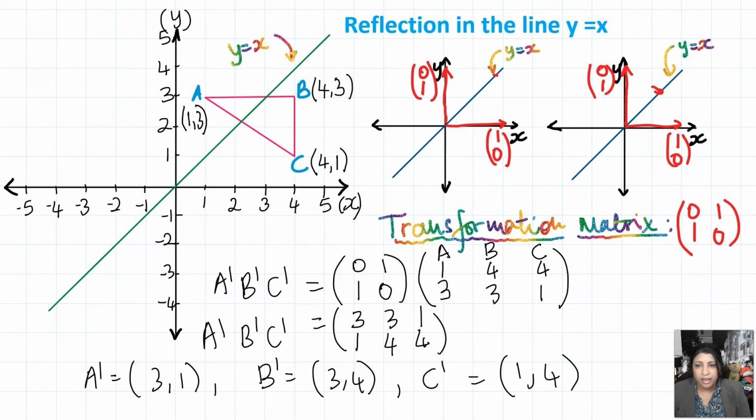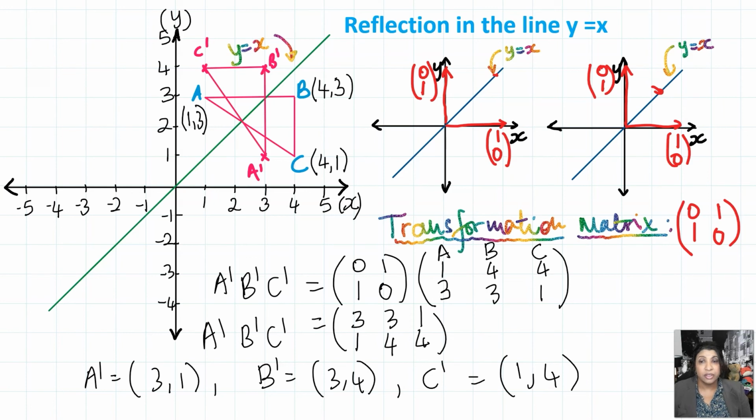Okay, so A prime is (3, 1). So (3, 1) is here. So let's just write that as A prime. And then B prime is (3, 4). So that is right here. So that is B prime, and C prime is (1, 4), which is going to be right there. All we have to do now is join up these vertices and draw in our triangle and see if we have the line of symmetry.